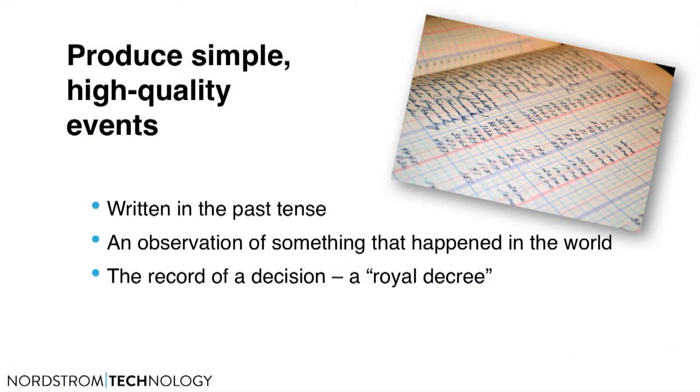So we think that it's important to produce simple, high-quality events. High-quality events are written in the past tense. At this date and time, this thing occurred. And it can either be an observation of something that happened in the world, like at this date and time, Rob started his talk. At this date and time, he finished his talk, hopefully on time. But it can also be the record of a decision.